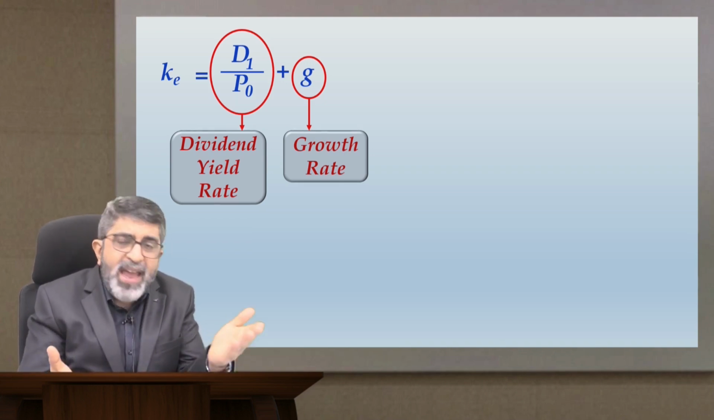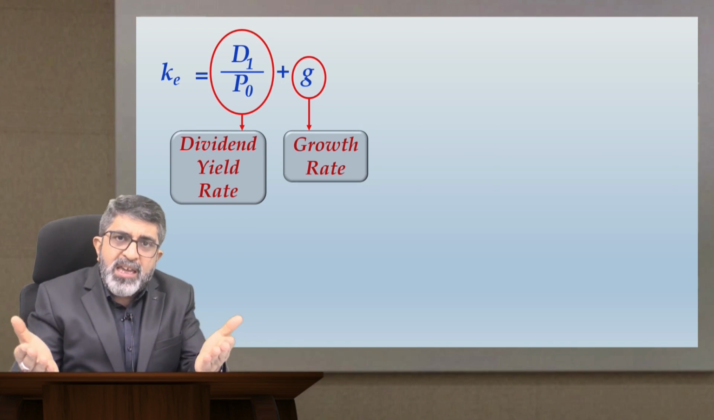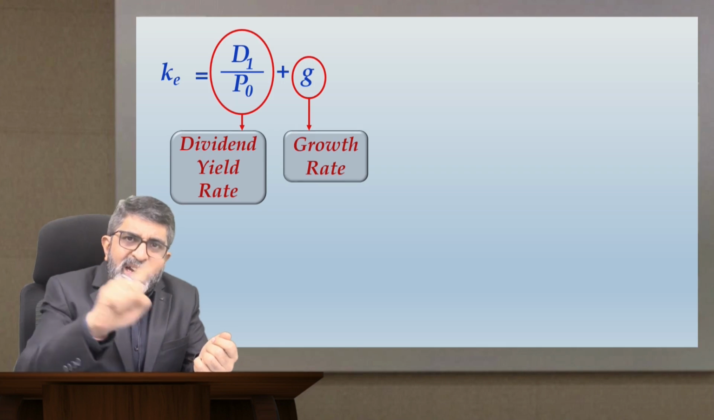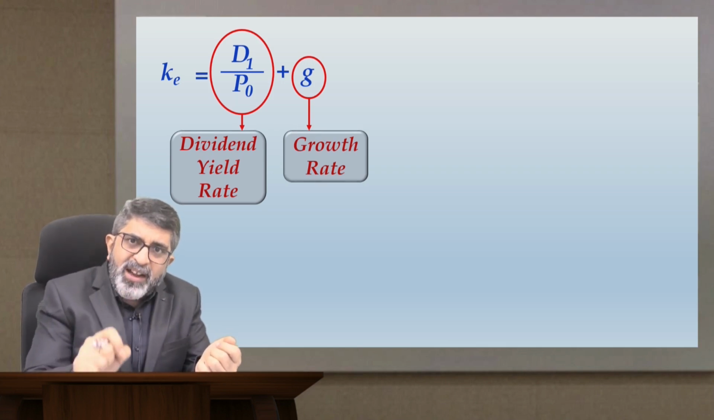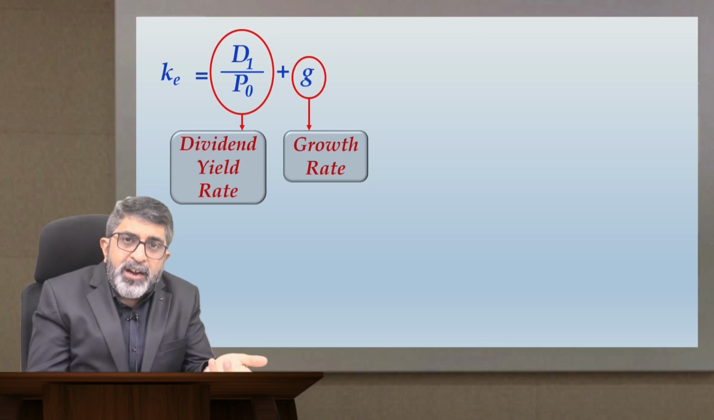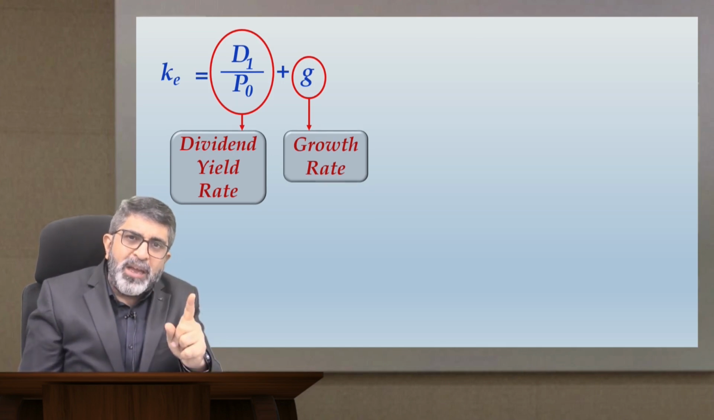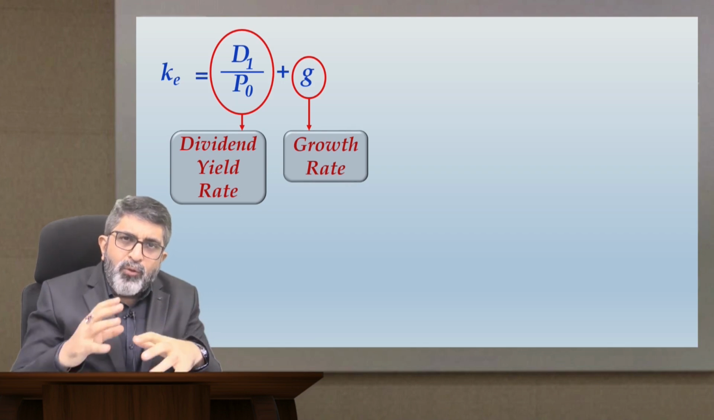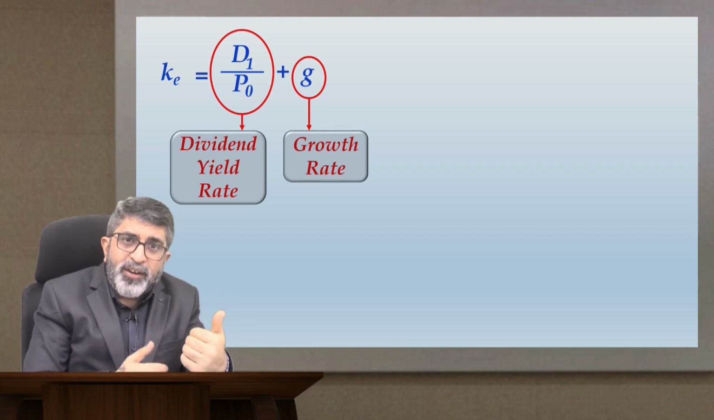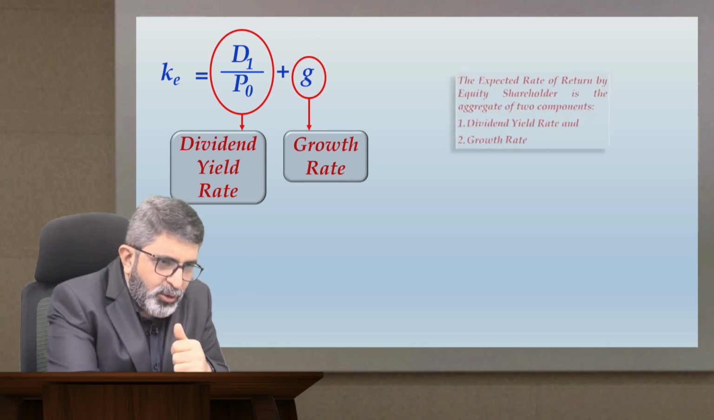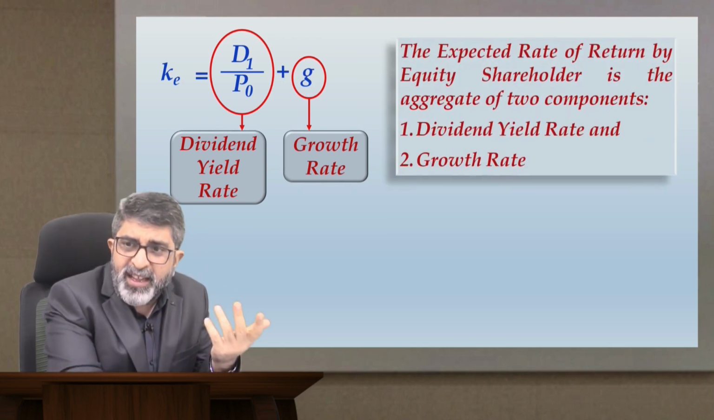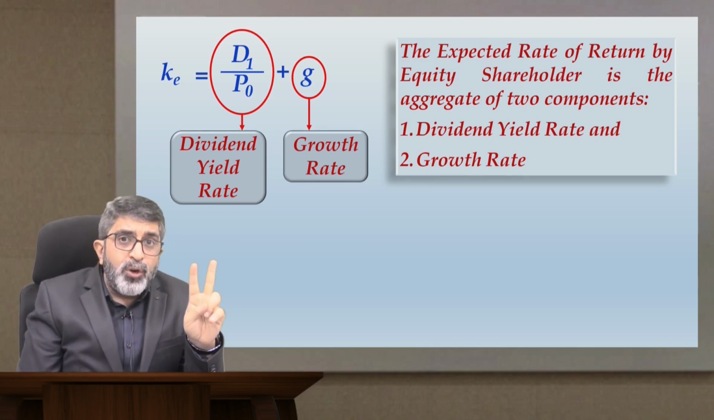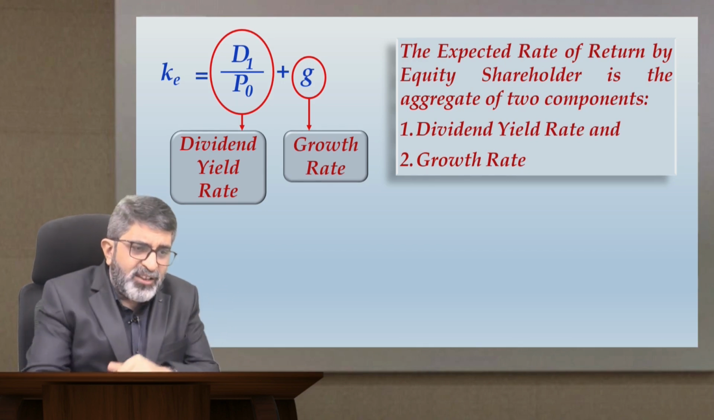Someone may argue, why can K not be equal to the growth rate? If K and the growth rate are the same, what will happen to the dividend yield rate? The dividend yield rate will become 0. If the dividend yield rate is 0, it means the company does not pay any dividend. And if the company does not pay any dividend, Gordon's model won't work on that. Now, what is the linkage of this concept with Gordon's model? I am coming to that part as well. As I said, the expected rate of return by the equity shareholder is the aggregate of two components, the dividend yield rate and the growth rate.